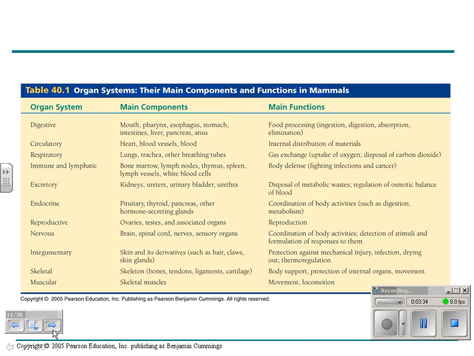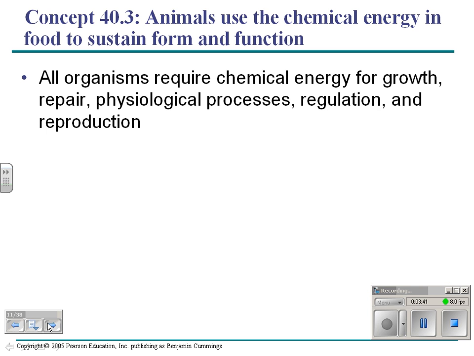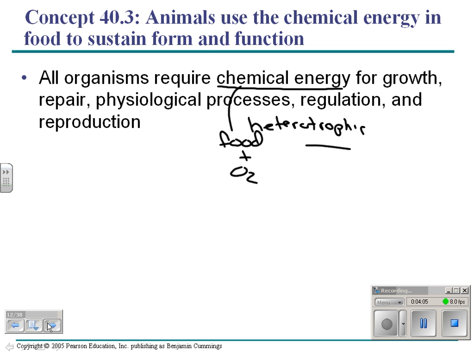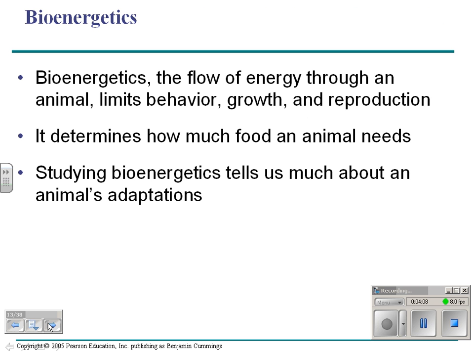Here is a list of the organ systems. You should probably know these and generally what they do. We're going to take some time with all of them in this unit. In general, remember that all animals are heterotrophic, therefore they require chemical energy from outside themselves. And what do they need it for? Well, all those things there. And the chemical energy, remember, comes from food plus oxygen. So we can measure how much energy an animal needs with something called bioenergetics. How much food does something need to live? We look at this in anatomy and physiology class. We'll also look at it here a little bit.